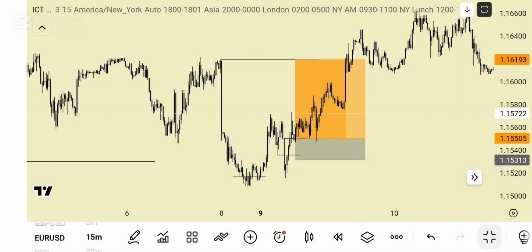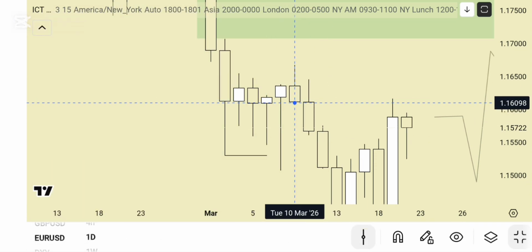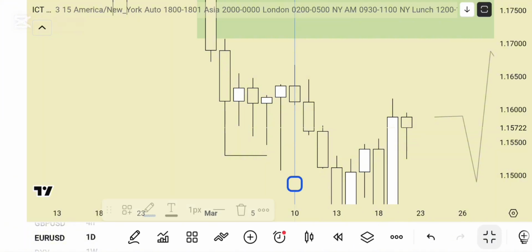Okay, now let's move to the next part. Tuesday. All right, Tuesday, candle 2. Tuesday, right? Let me mark it out. Okay, Tuesday. Tuesday we had a sweep.